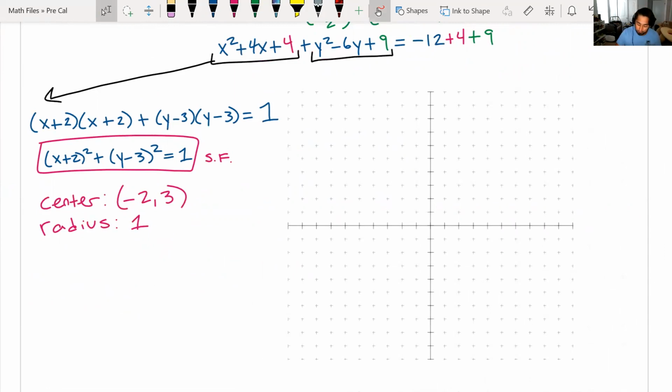Okay. So -2, 3. And we go up 1. Oh, wow. We just go up 1. This is going to be a tiny circle. Okay. So up 1, down 1, right 1, left 1. There it is. Not going to get any better than that.